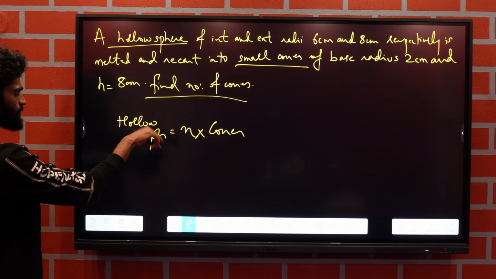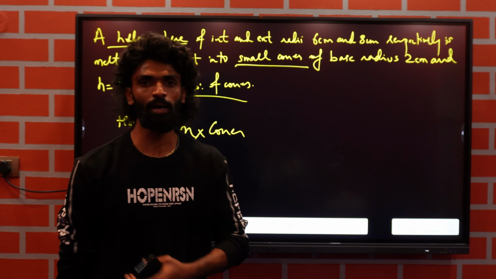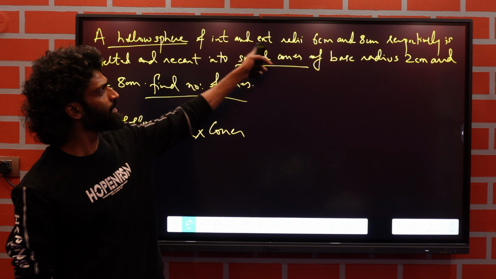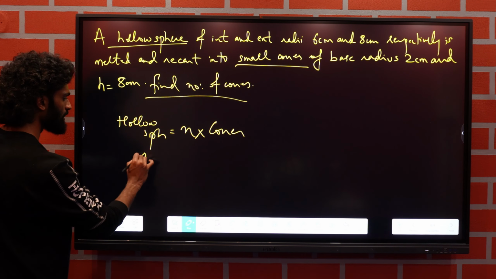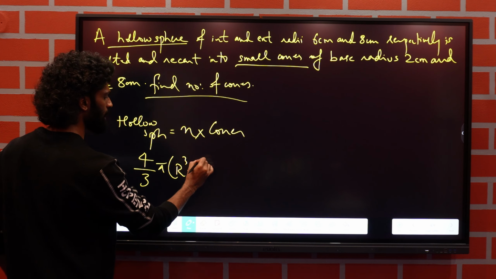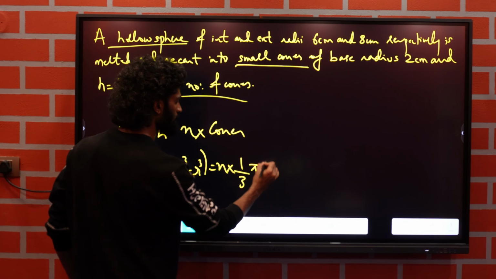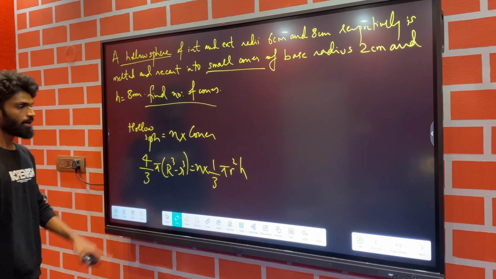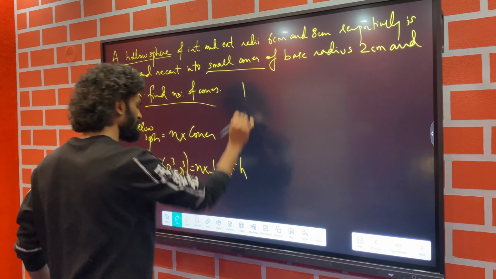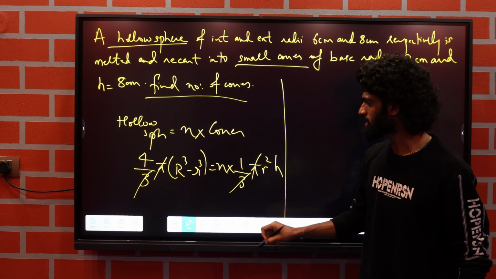Correct. So hollow sphere. What's the formula for the volume of a sphere? 4 by 3 pi r cube. It's hollow, which means there are two r's here. So I'll rephrase it. It will be 4 by 3 pi R cube minus r cube equals n into 1 by 3 pi r square h. Correct? Now I obviously know the value for each and everything. Before that, what can be simplified? The 3 gets cancelled, the pi gets cancelled.